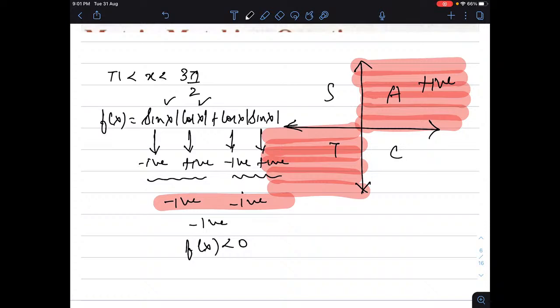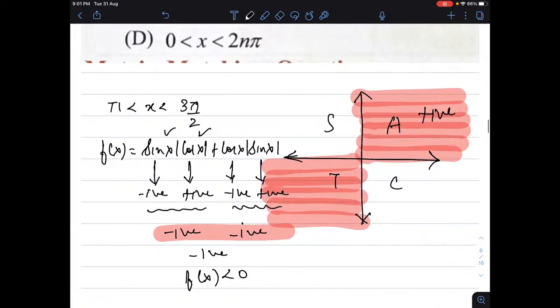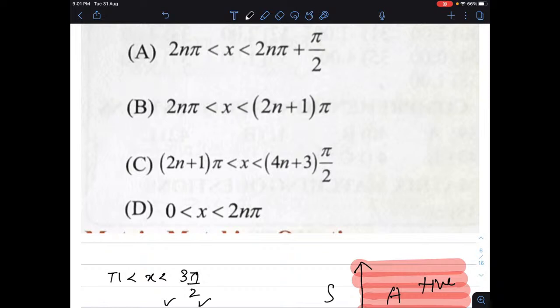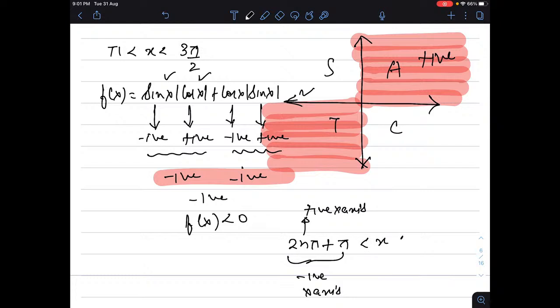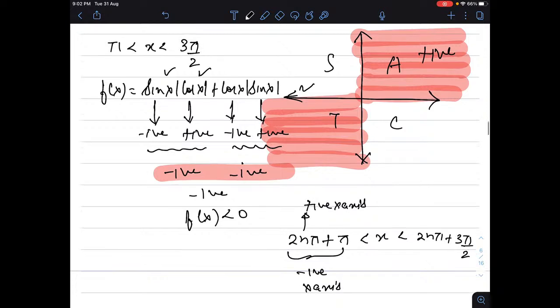So how do we generally represent the second quadrant? Generalized representation of the second quadrant. Now we have to see how we could represent it over here. Guys, 2n pi represents the positive x-axis. And in that positive x-axis, if I add pi, I come upon the negative x-axis. Now this should be less than x, and x should be less than 2n pi plus 3 pi by 2.